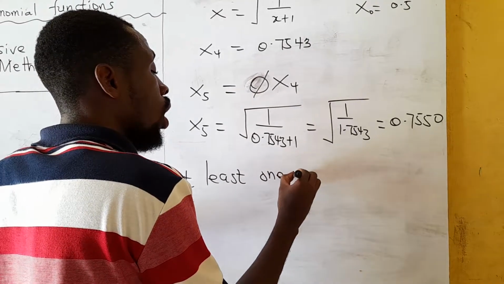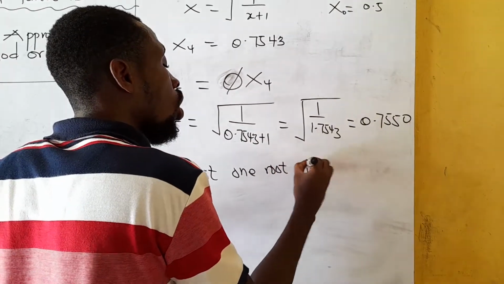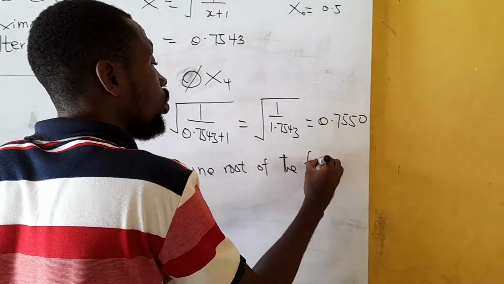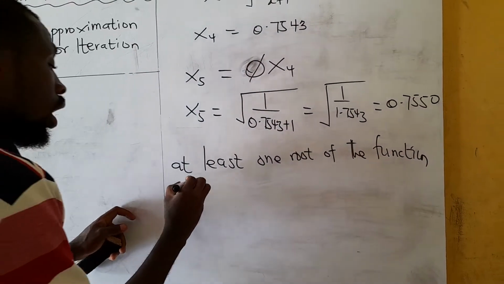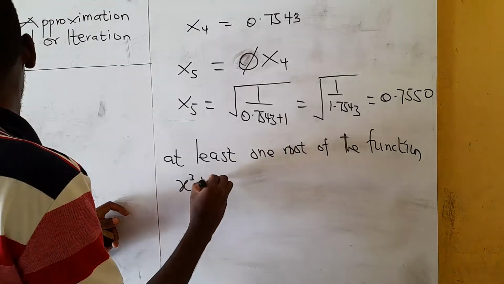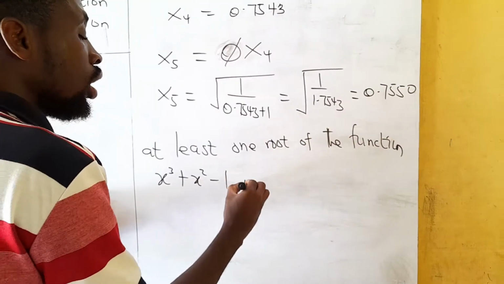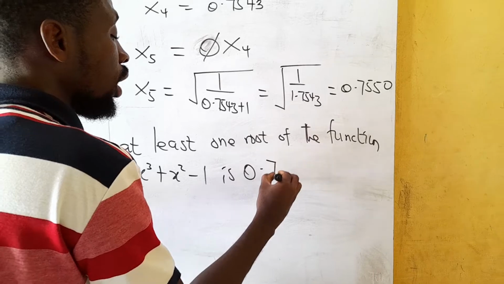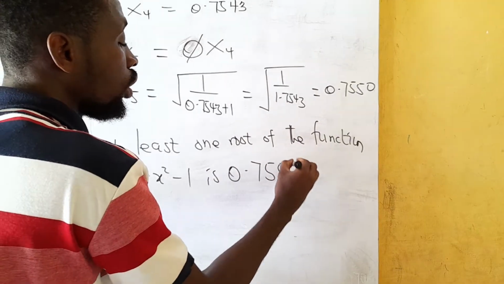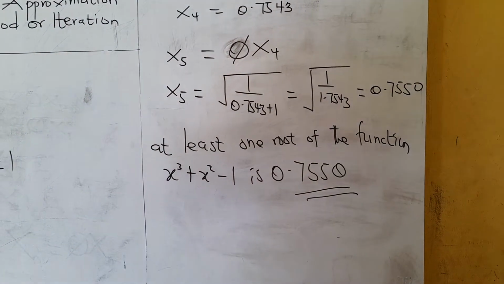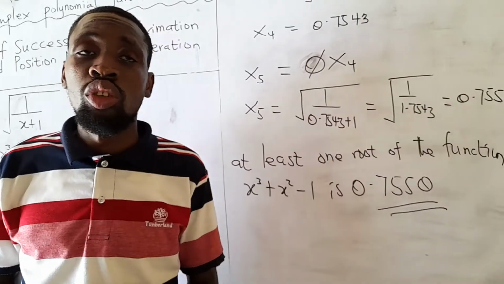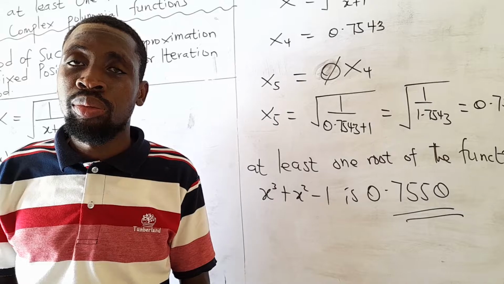So we can conclude that at least one root of the function x cubed plus x squared minus 1 is 0.7550. I hope you get that. We'll solve another question so that you'll be abreast with the concept.